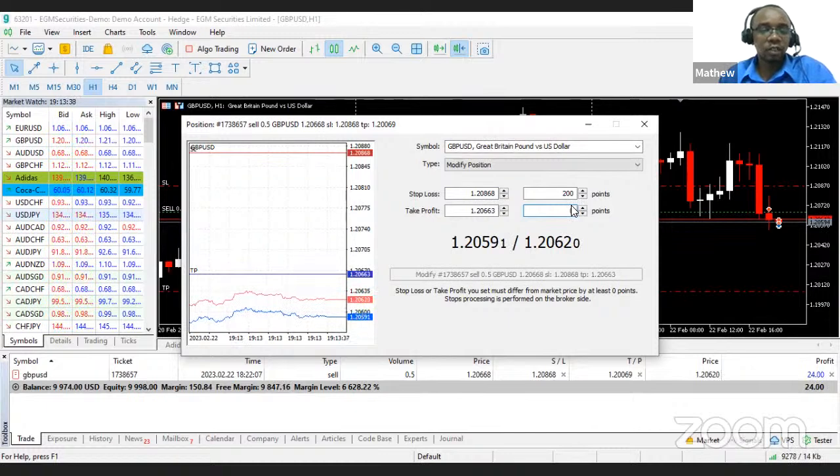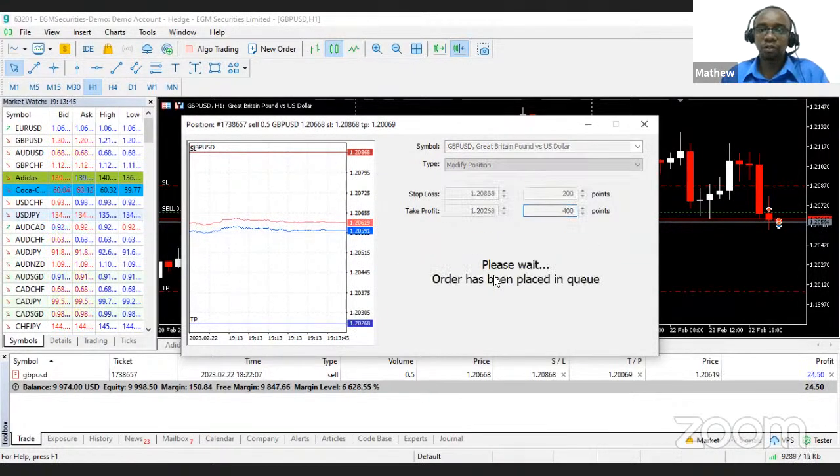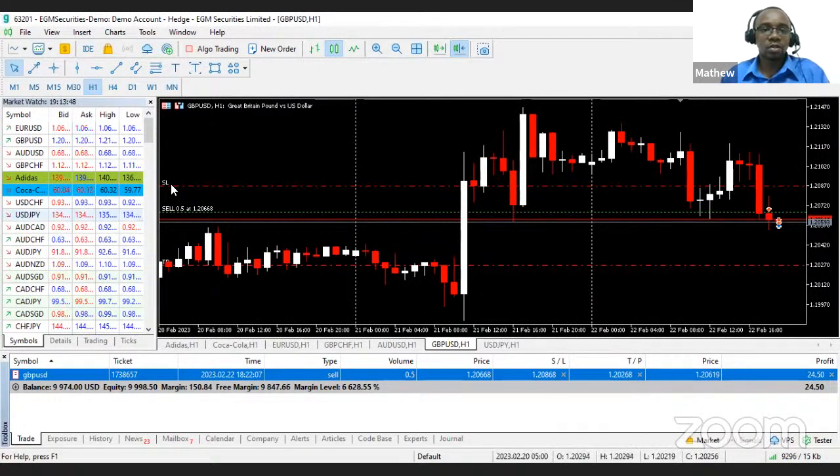Let's do the 1:2. So we go for 400 points, which is 40 pips. So once we adjust that, you say modify. So your stop loss and your take profit targets have already been set out.